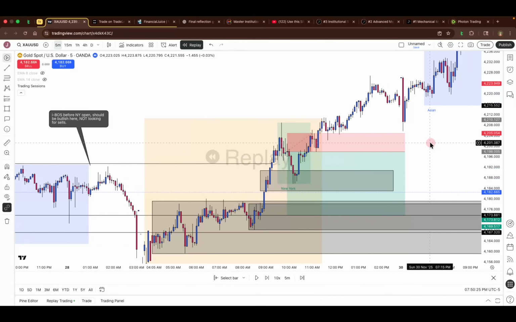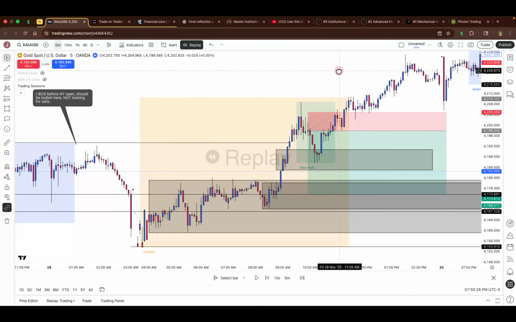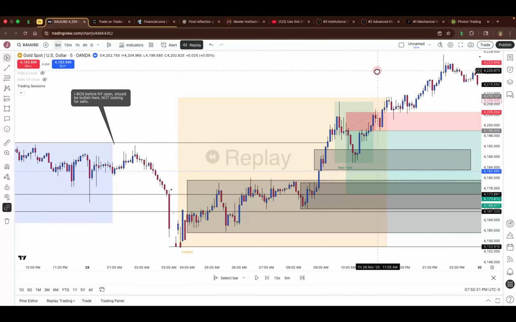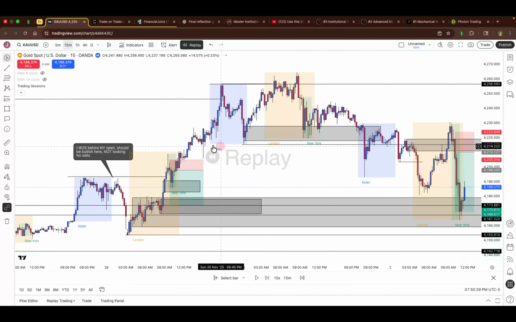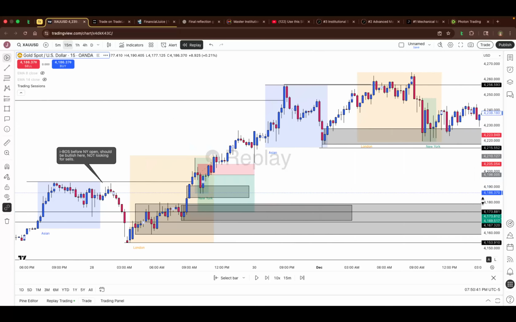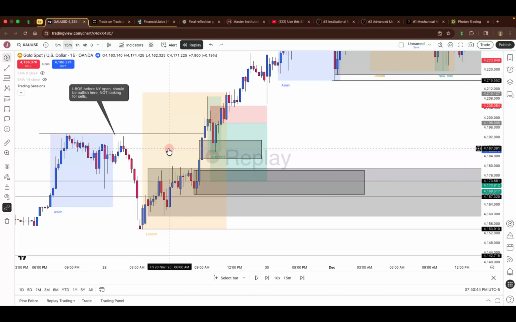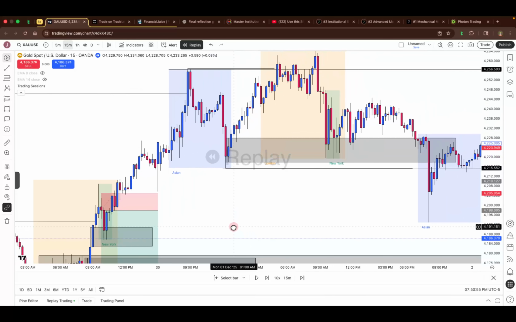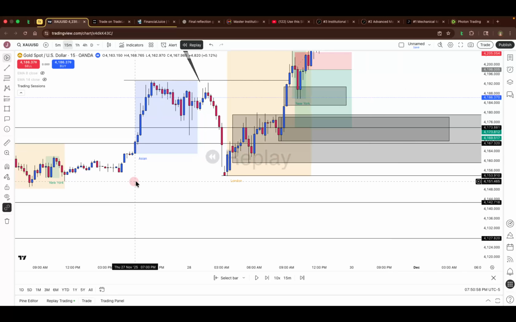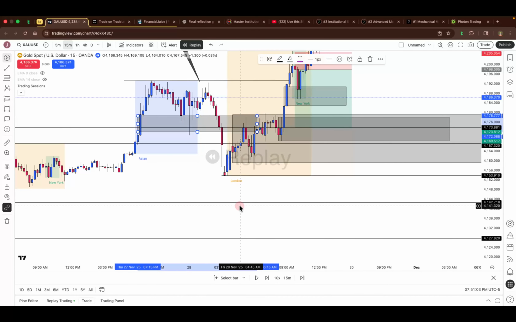So, what do I want to start? On the 15-minute, we see a strong push up, and I don't typically trade fair value gaps. However, this was a great scenario where I did. Sometimes fair value gaps just don't really play out too well. Like here, it doesn't play out very well.